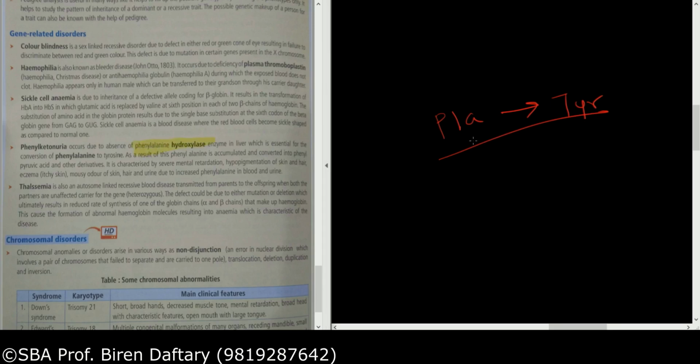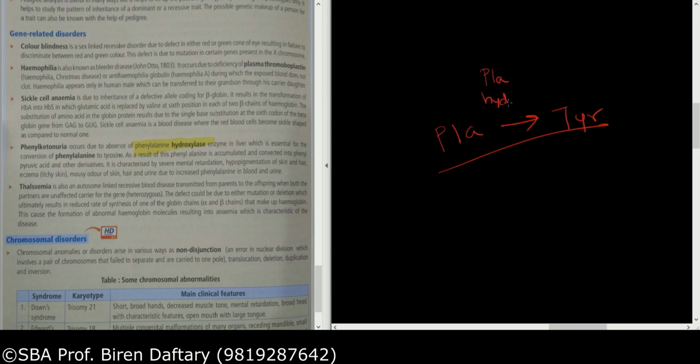Now why is this PHE converted into TYR? Because this is toxic in increased concentration. So that is why the body converts PHE into tyrosine. But people suffering from PKU cannot convert this because phenylalanine hydroxylase is absent. Okay, and because of that these people have increased amounts of phenylalanine, because of which ketone bodies are produced, and since they are harmful, they are excreted in the urine. That is why it is called phenylketonuria. Correct? So you know this. So the same thing is there.